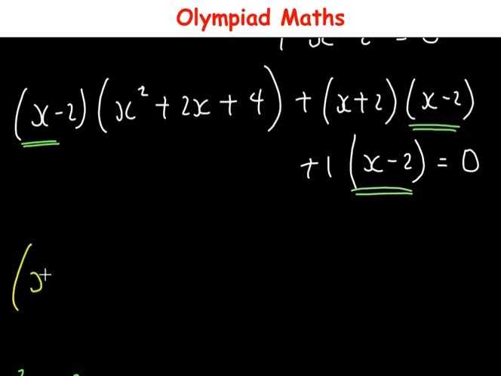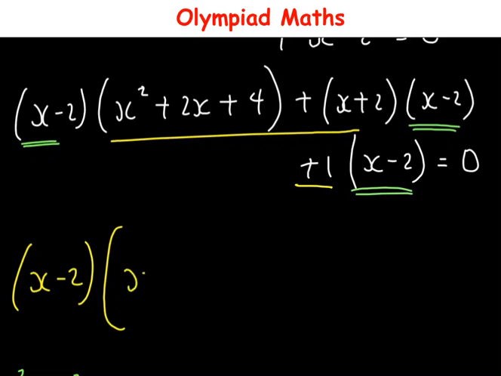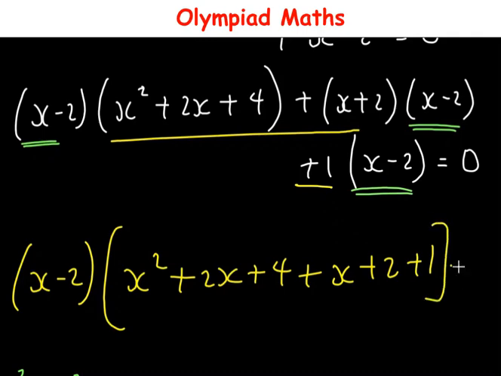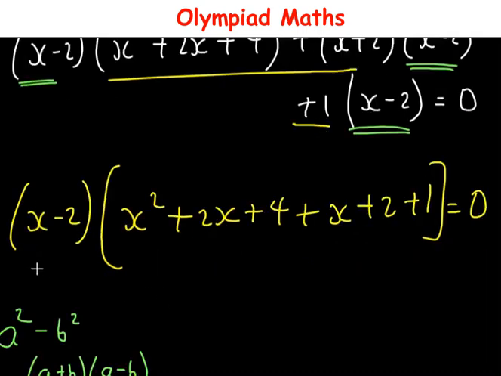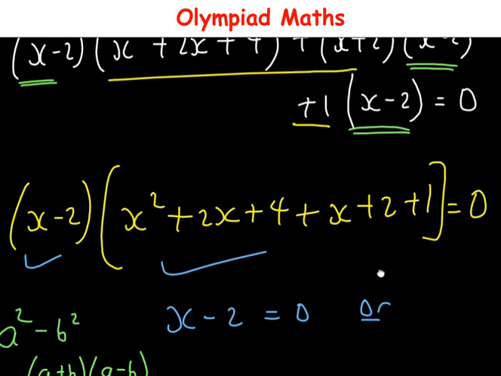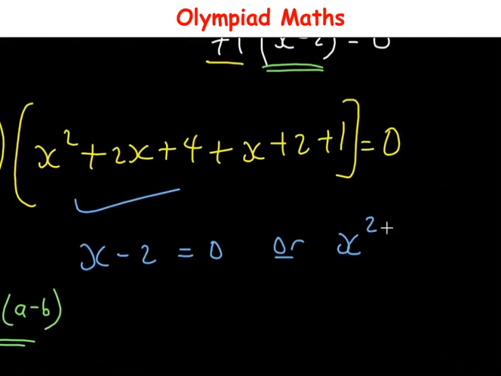We have in brackets x minus 2. Then we are left with this and then plus 1. We're left with x squared plus 2x plus 4, plus we have x plus 2, then plus 1. All of this is equal to 0. So from here, we can equate this to 0 or equate this to 0. So we have x minus 2 is equal to 0, or this equation, that we have x squared plus 2x plus x is simply plus 3x, plus 4 plus 2 plus 1, that will give us plus 7. All of this is equal to 0.